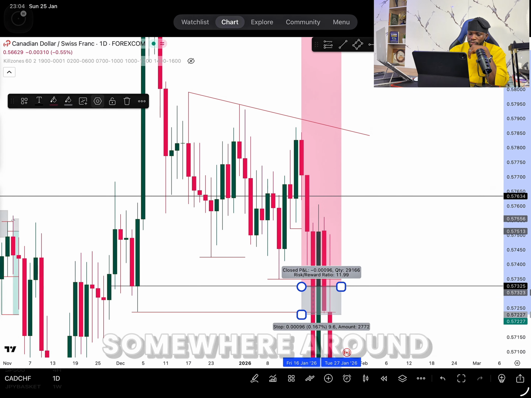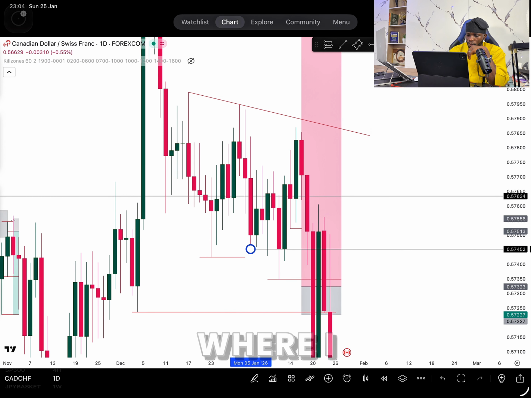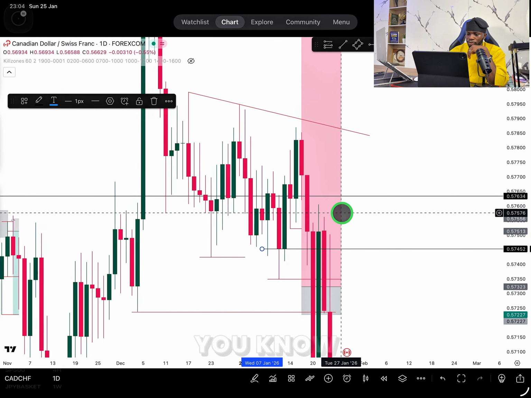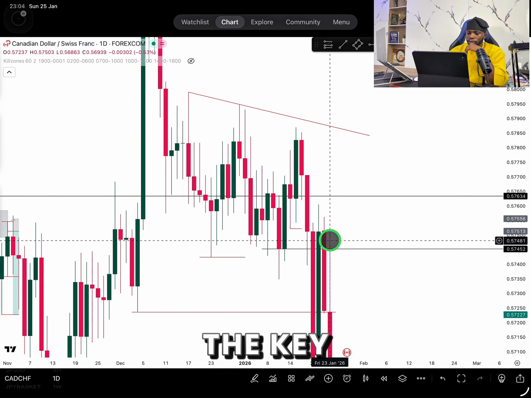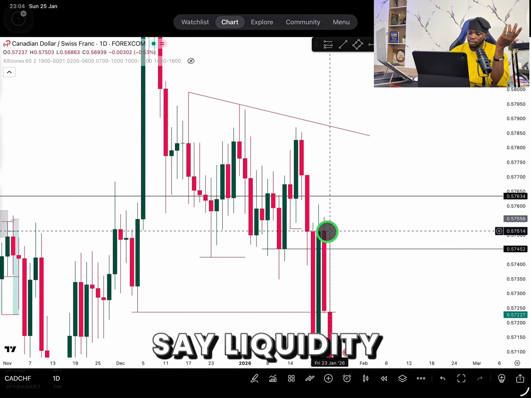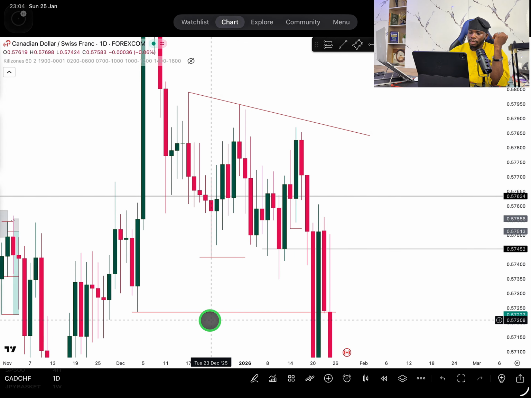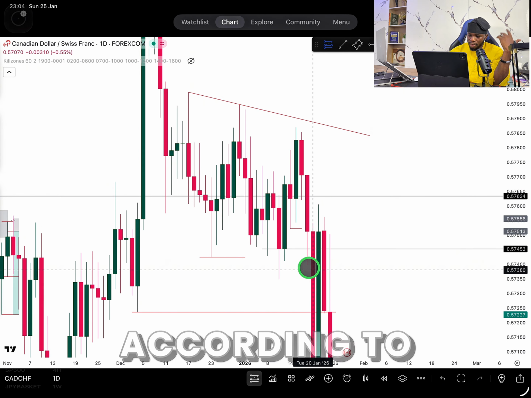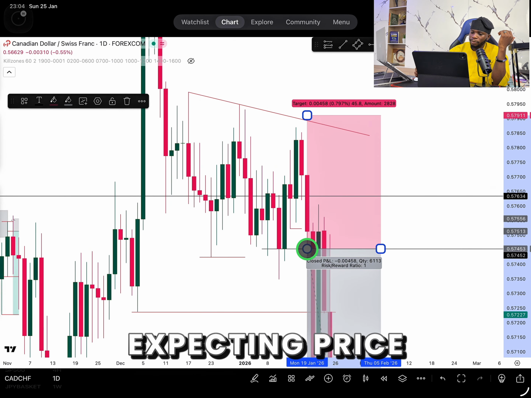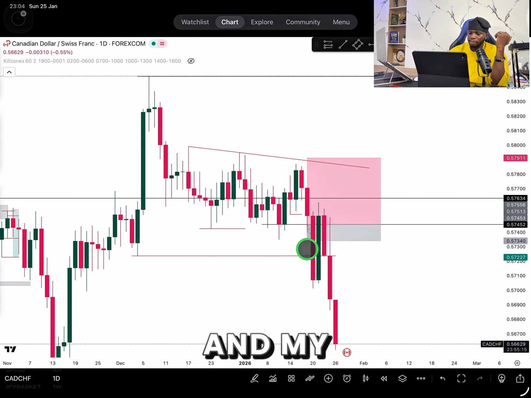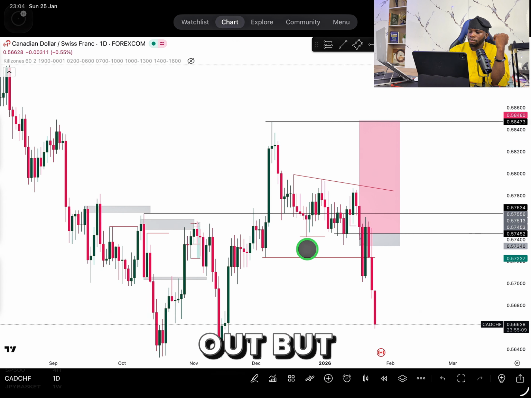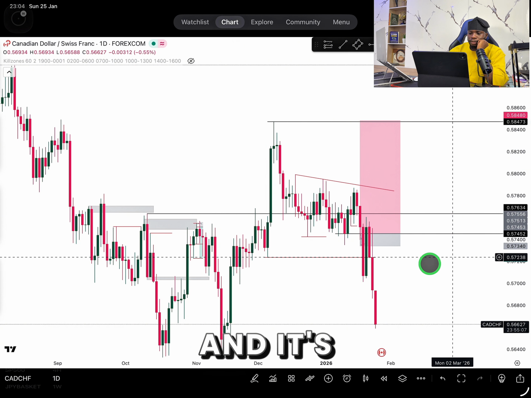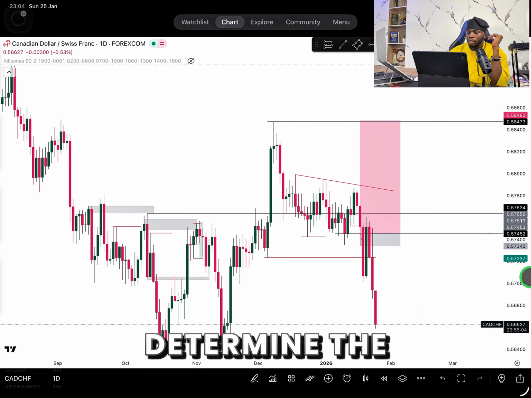The entry was on the daily time frame, somewhere around here, where I said price was about to move. This was the key level, and this was the inducement, or let's say liquidity that was already formed. According to the analysis I gave, I was expecting price to move from somewhere around here, with my stop loss slightly below, and I was expecting this liquidity above to be taken out. But price would always do its thing, and it's for us to react, not determine the move of price.